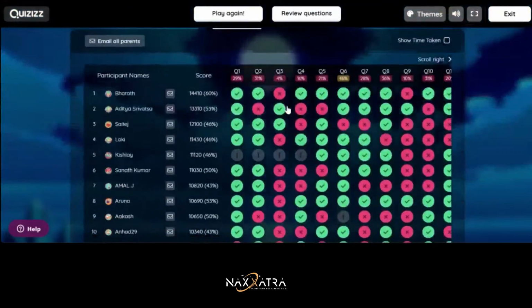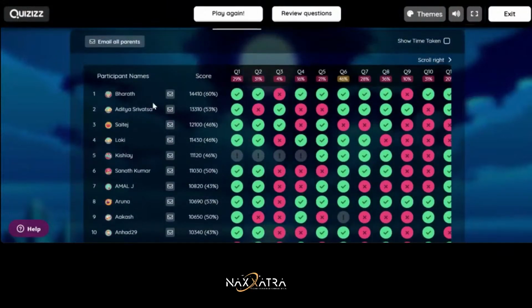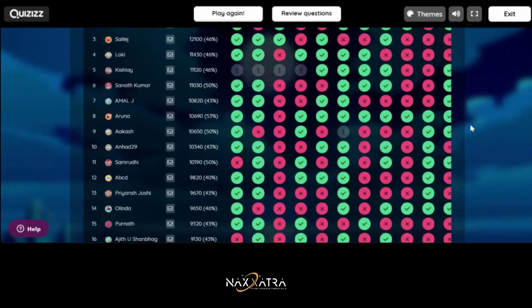So we have the leaderboard here. Let's go through this properly. Can you scroll up once? Yeah, the first is Bharat. Congratulations, Bharat, for winning the quiz and being the topper. And then there is Aditya, Saitej, Loki, Kishle, Sanat Kumar, Amal J, Aruna, Akash, and Anhad, who are in the top 10 performers of the quiz. But congratulations to everyone, guys. I think it was fun.